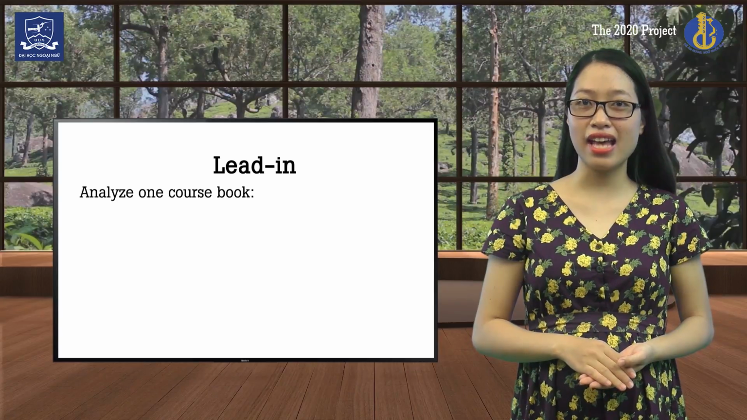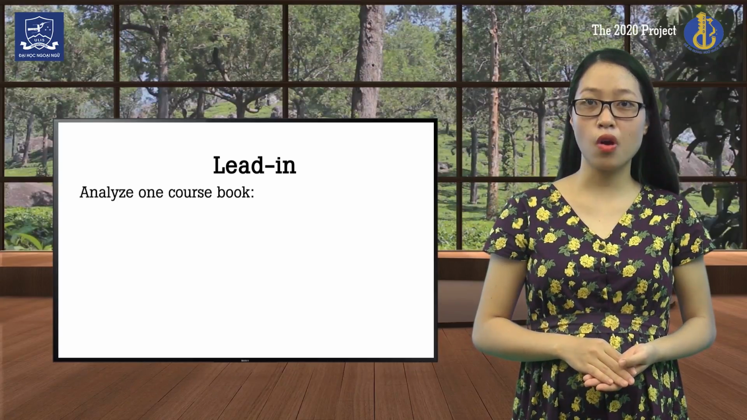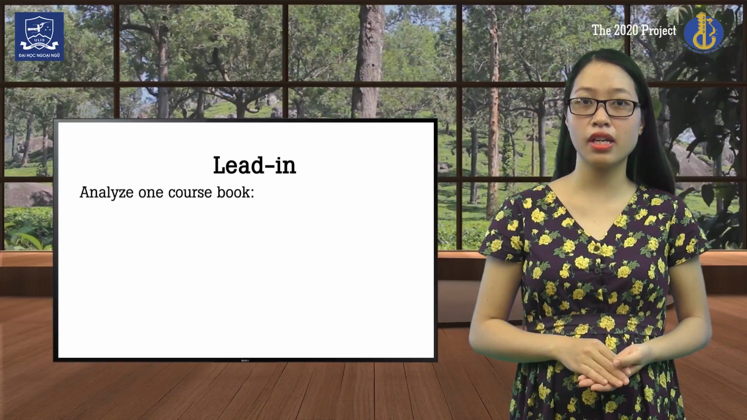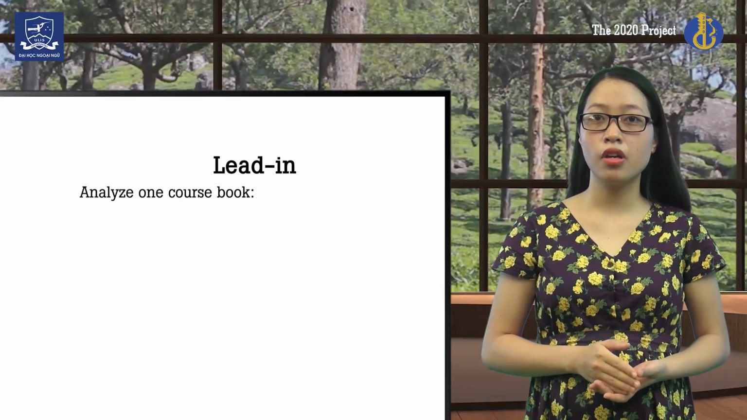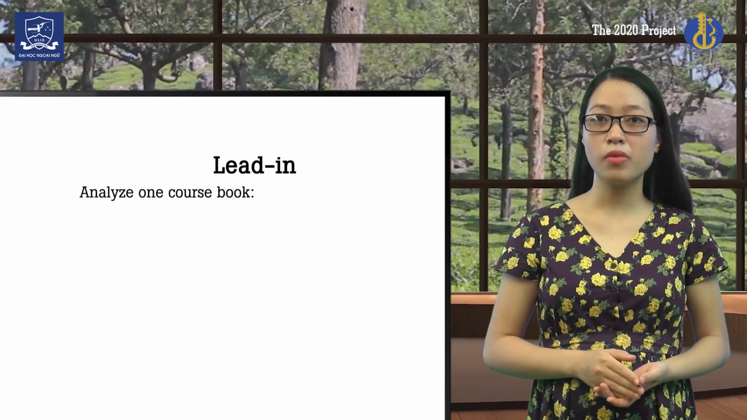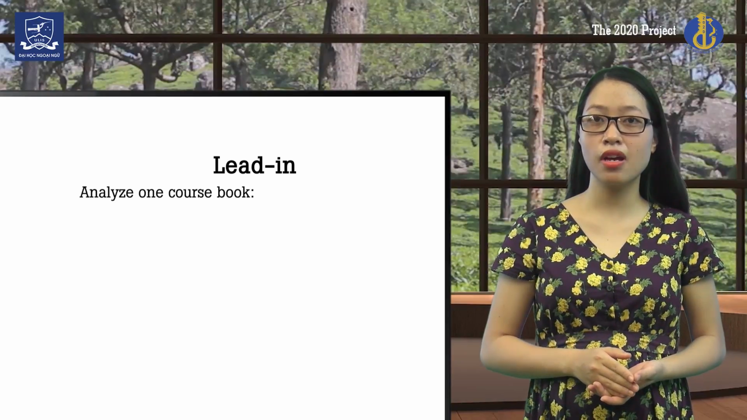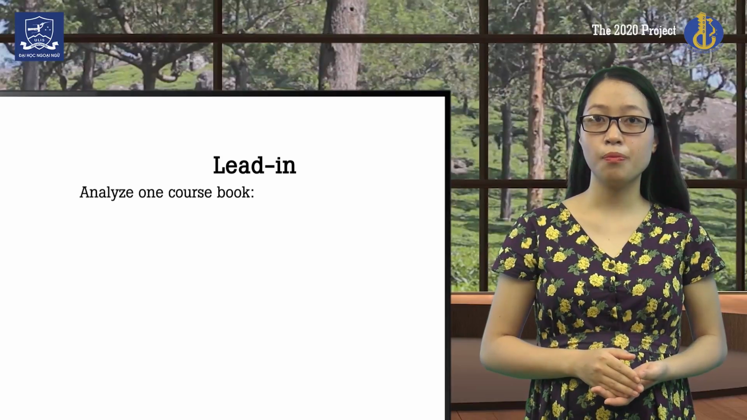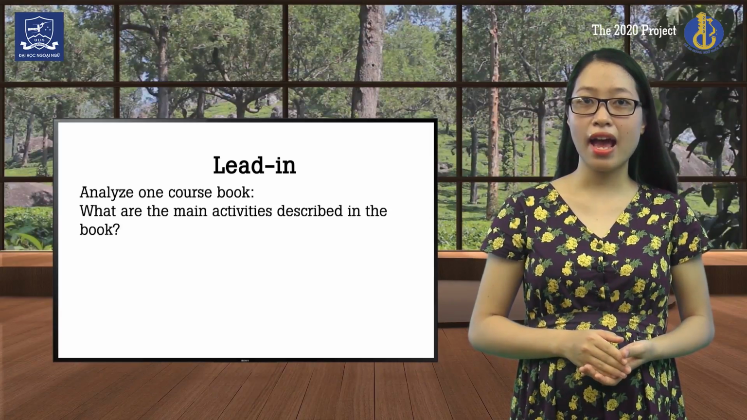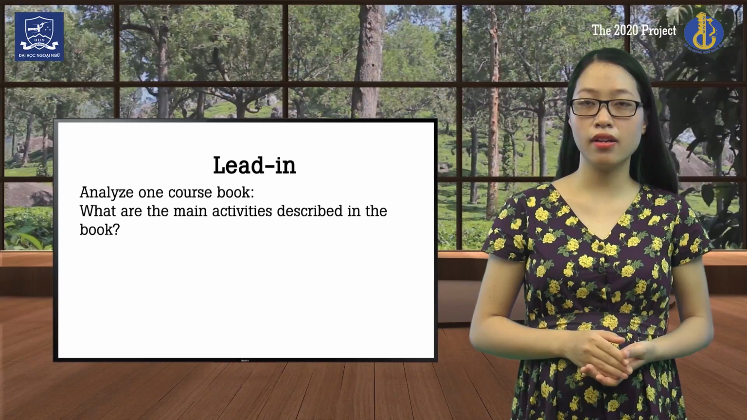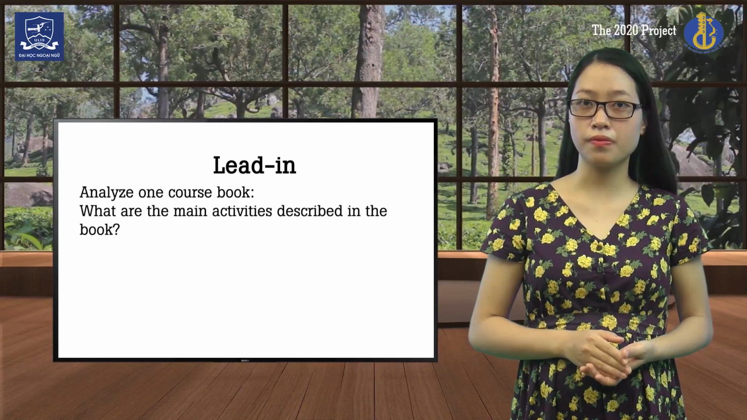When you have finished discussing the questions, let's choose one coursebook that you are currently using in your teaching. This could either be a material you select for the class or a material you are assigned to use in class. Then analyze a book by answering the following questions. Number 1. What are the main activities described in the book? You might want to group the activities in different categories of the same features or objectives.